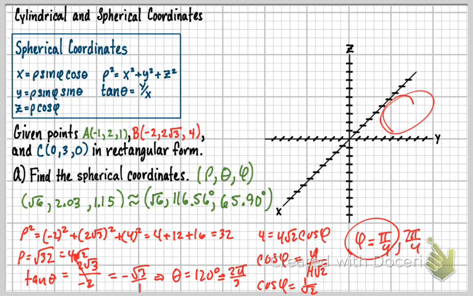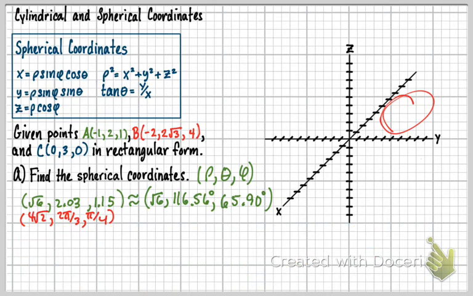My values: for my rho, it's going to be 4 square root 2. For my theta, it's going to be 2 pi thirds. And for my phi, it's going to be pi fourths. So there's my spherical coordinates for point B. Now let's do point C.